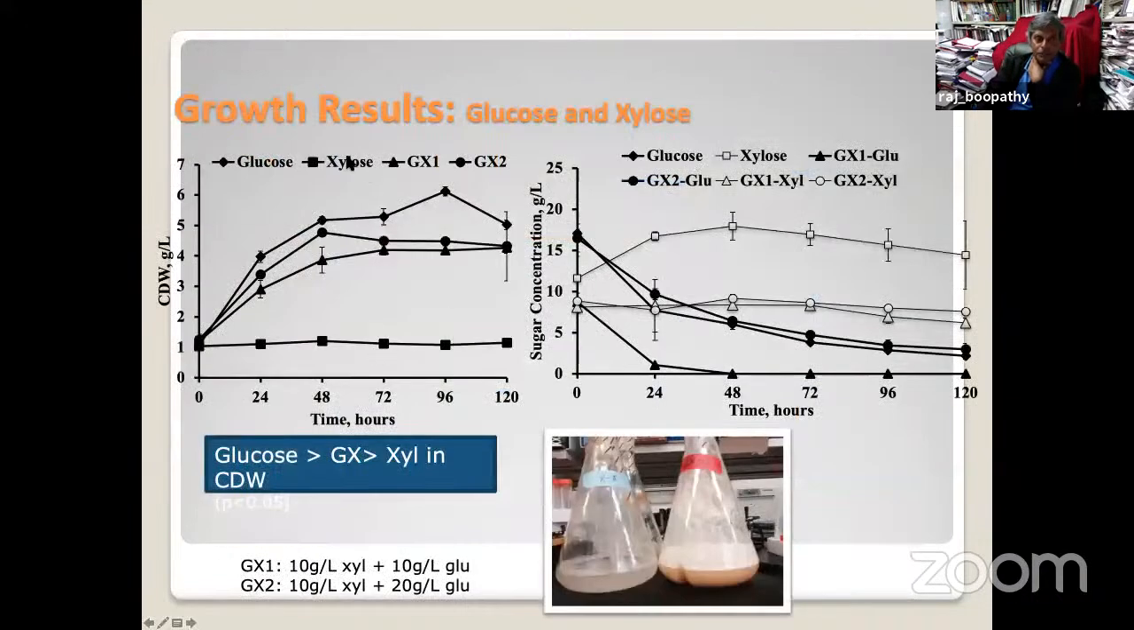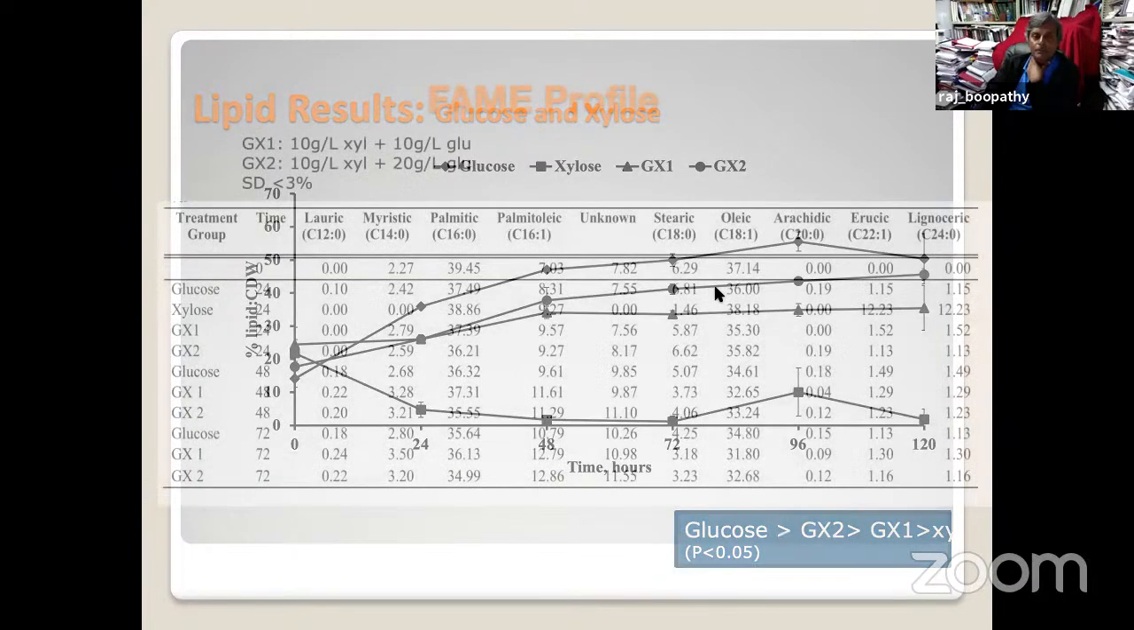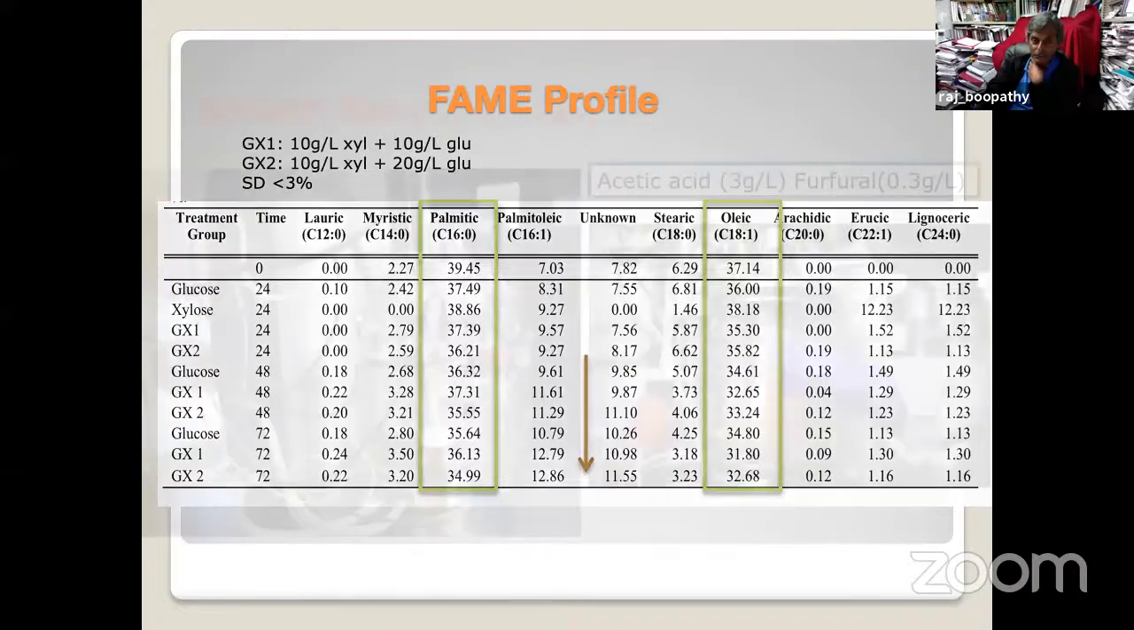First we show whether the bacteria can grow on xylose. Yes, it can, but if you combine it with glucose, it grows better. You can see the cell dry weight, the concentration of the sugar going down, and the percent lipid accumulating. So yes, you can use xylose as well for this purpose. And again, it produces the same quality of FAME profile, and it shows biodiesel properties using xylosic sugar, okay?